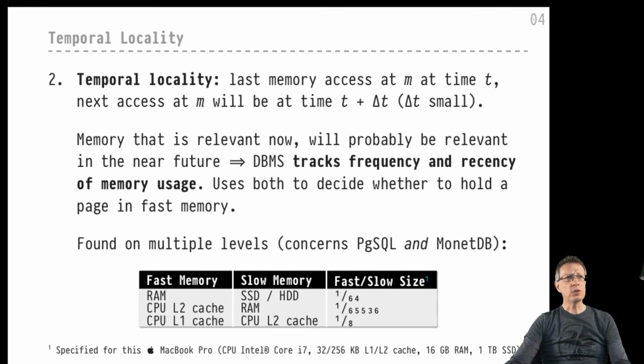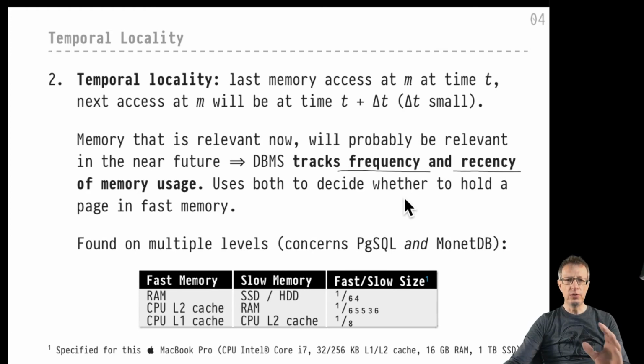All right. Because of this, the CPU itself, but also the DBMS, tries to track the frequency and the recency. So how long ago have been these accesses to address M, and how often do they occur? All of this is being recorded by the system as input to algorithms that decide whether it's valuable to keep the addresses at M in the faster levels of memory. So, for example, RAM or even the CPU cache.